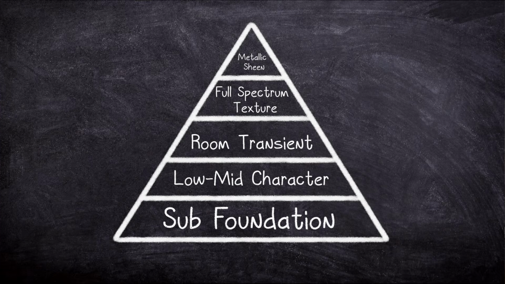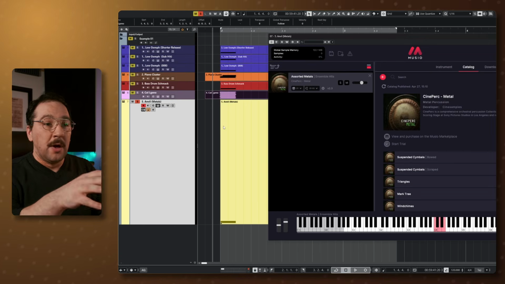And the last layer, layer number 5, is the metallic sheen, the gliss. You got your anvils, your brake drums, your industrial hits, your metallic clangs, anything you can find. And similar to the low-mid character, adding that piano cluster, that's what we're doing in this high end. We're adding some character. Now this layer is totally optional. We already have a big hit layered by now, but I'm personally a fan of specifically anvils. So here's what the anvil sounds like in Museo from Cinepercussion.